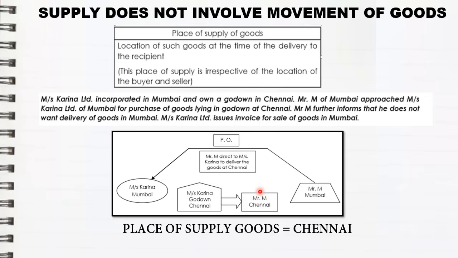Now let us take the next rule, that is, goods are assembled or installed at site. Now this is very simple. According to this rule, wherever the goods are assembled, or wherever the goods are installed, that place will become your place of supply. So according to the nature, the place of such installation or assembly will become the place of supply of goods.